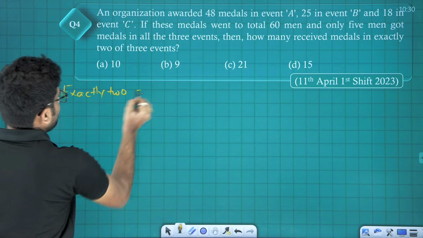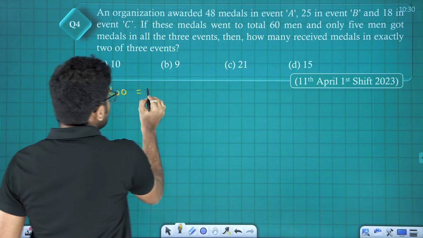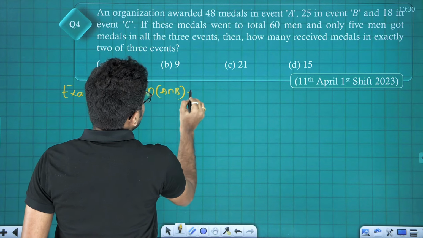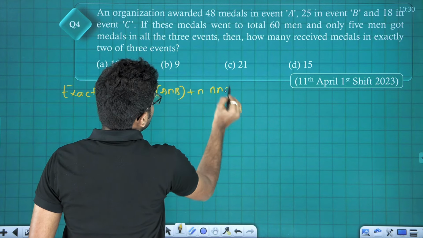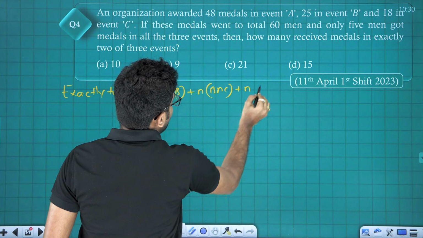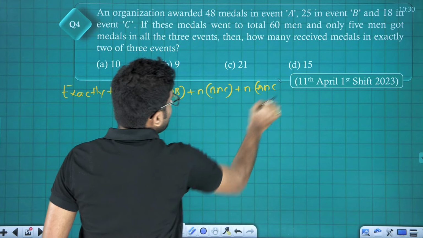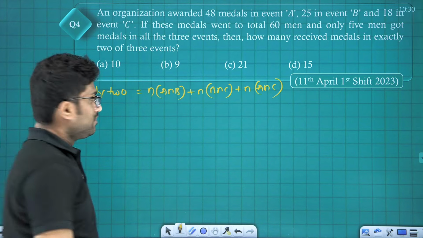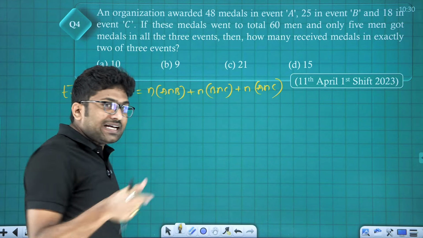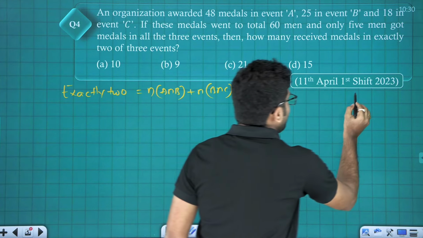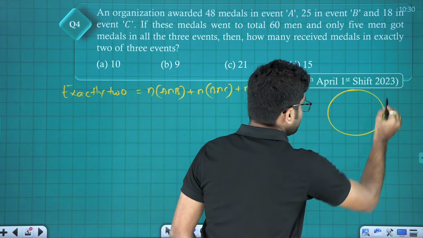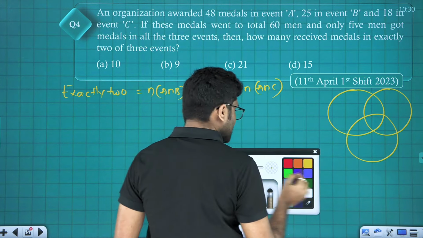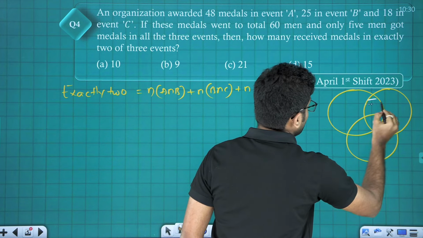Exactly 2 means n of A intersection B plus n of B intersection C plus n of A intersection C. This is 2 or even 3 also. But we need exactly 2, friends. Only this part we need, so only this part.